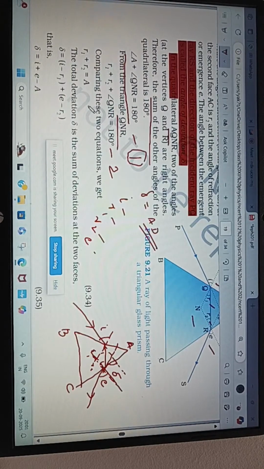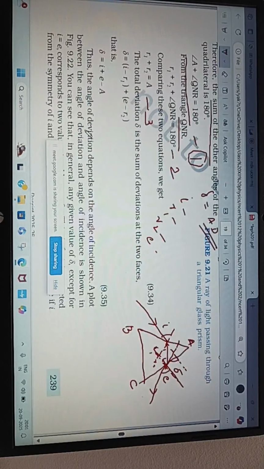Next, the third equation. Because you know what you will get: R1 plus R2. Comparing the two equations, because the right sides are equal, 180 and 180, the left side is also equal. So QNR will get cancelled. You will get the third equation. Yes or no? Yes, sir.